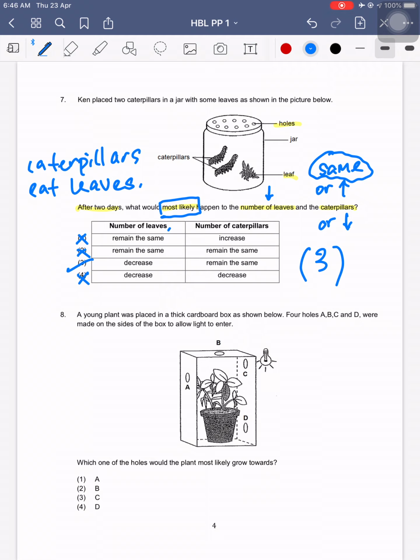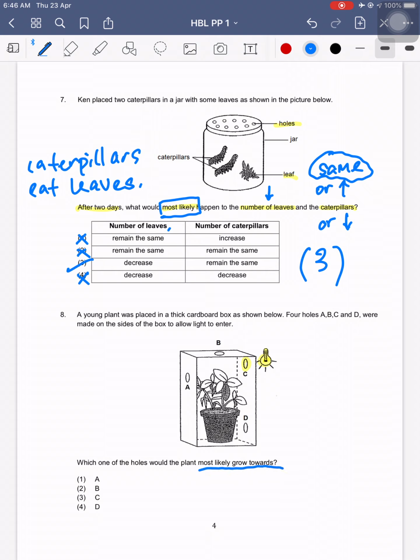Okay, question number 8. Now, a young plant was placed in a thick cardboard box as shown below. 4 holes A, B, C, D were made on the sides of the box to allow light to enter. So we have the hole at point C, and you have this bulb. So this will be where the light will enter. Which one of the holes will the plant most likely grow towards?